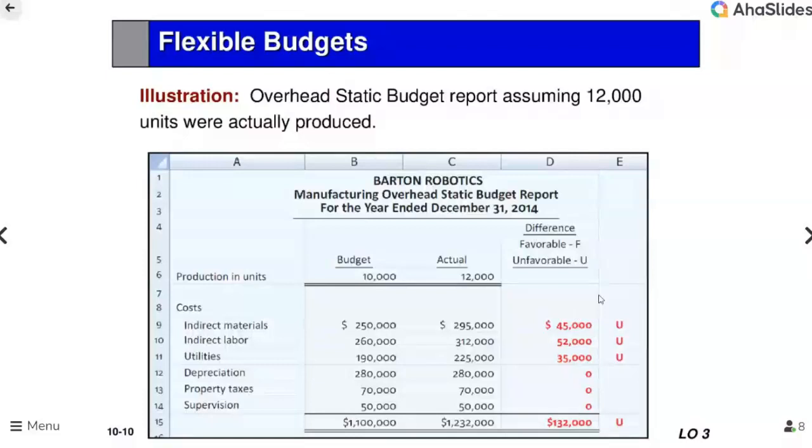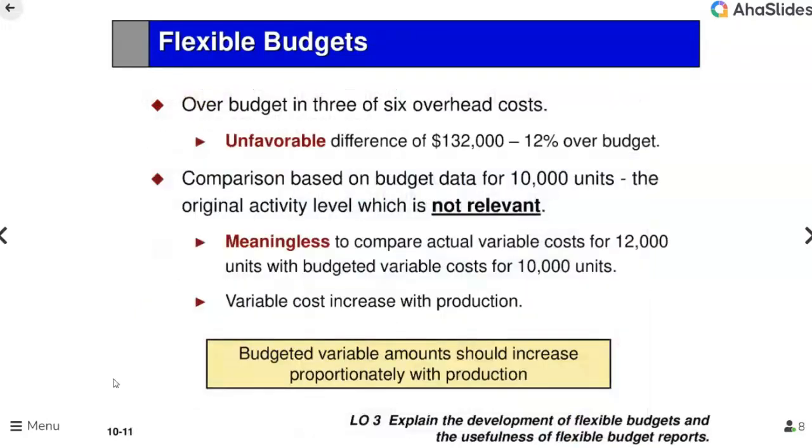So the report is not very good because, you heard the term apples and apples. Well, they're comparing apples and oranges here. They're two different things. Yes, it's not an apple to apple comparison. Exactly. And that's why we need flexible budgets.